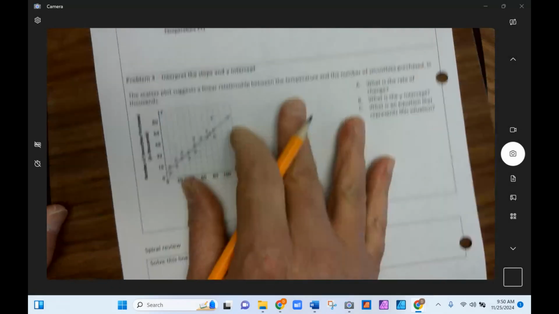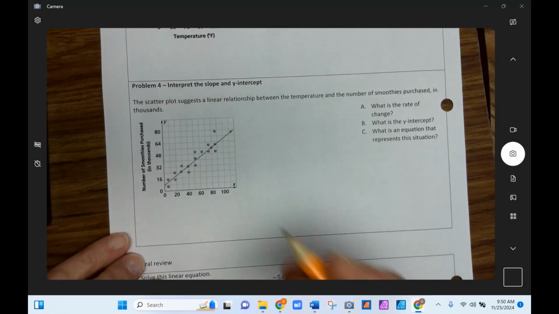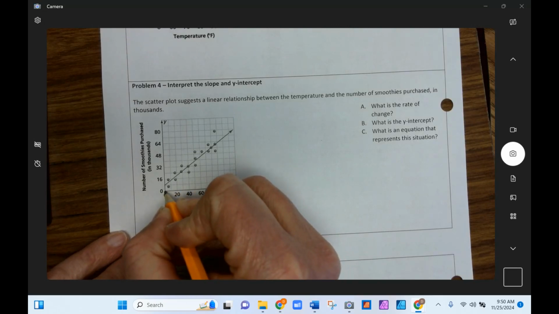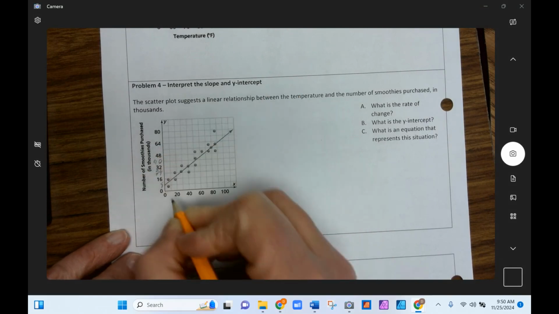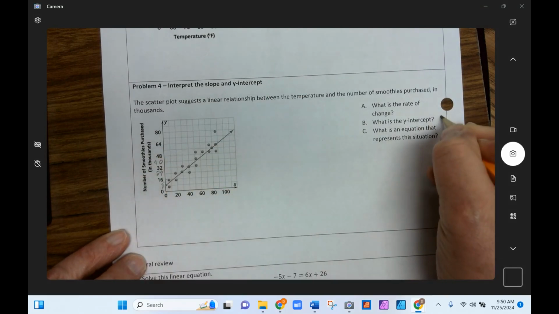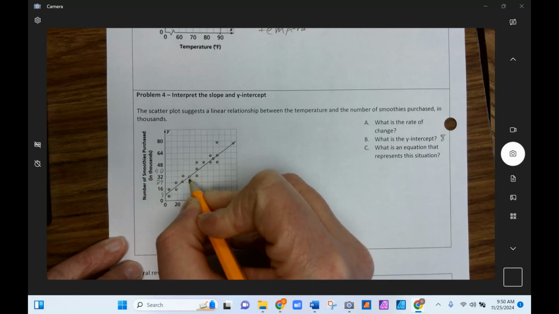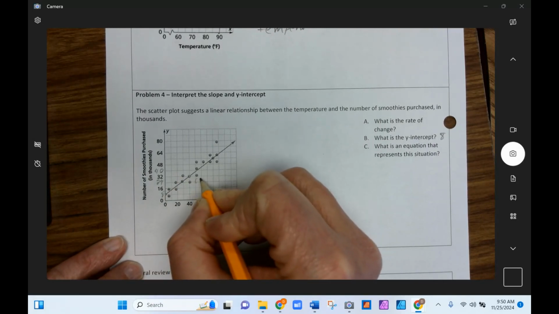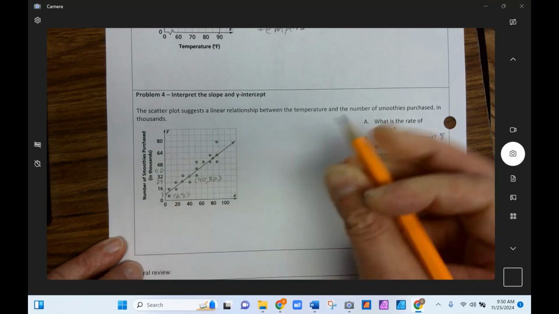Okay. Scatter plot suggests a linear relationship between the temperature and the number of smoothies purchased in thousands. So we've got this right here. It's going up by 8, it looks like. So 8, 24, 40, etc. So we're starting at 8. So that's actually our y-intercept right there at 8. And so we've got a 0, 8 right here. And then, we got a great point right there at 40, 32. Okay, and this is 0, 8. So those are our 2 points.